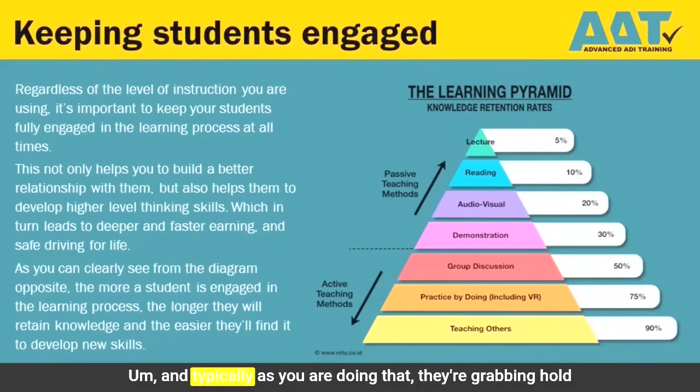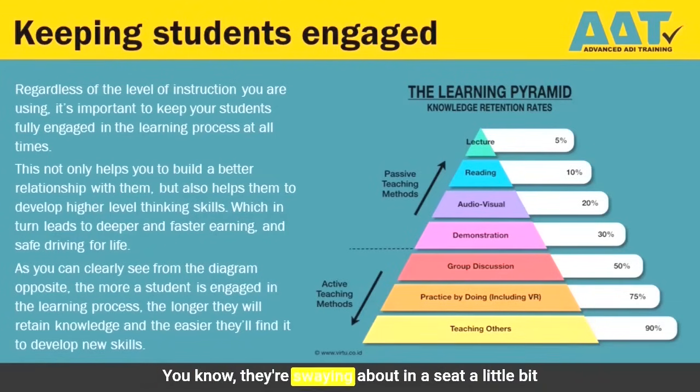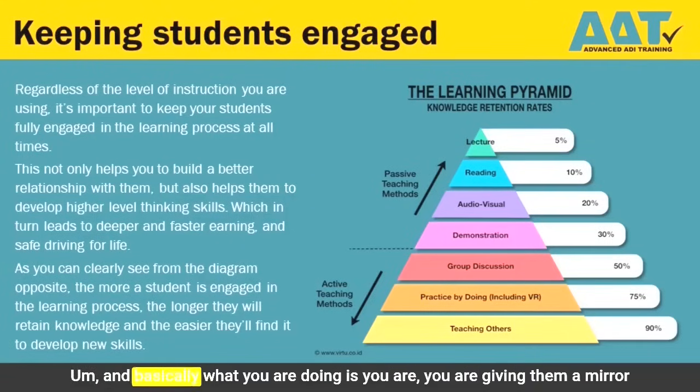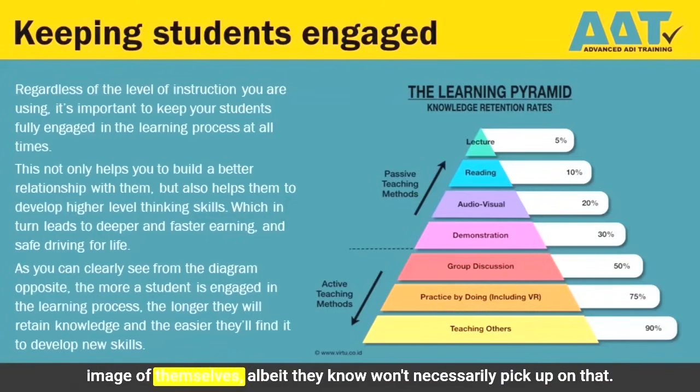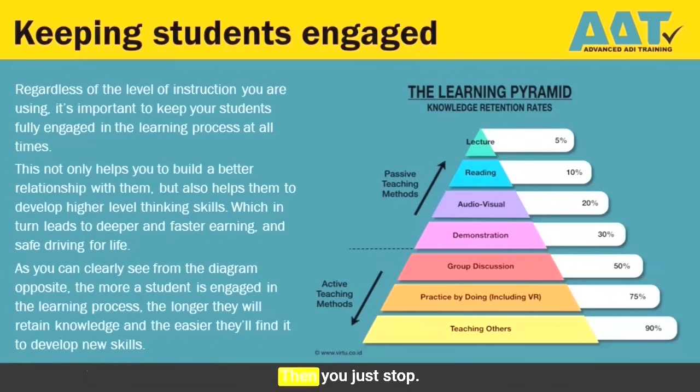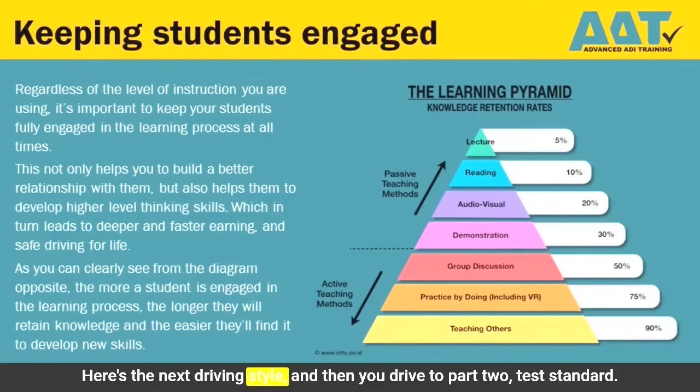And typically, as you're doing that, they're grabbing hold of the door handle or onto the rest above the window. They're swaying about in the seat a little bit and being thrown about as they've been doing to you. And basically what you're doing is you're giving them a mirror image of themselves, albeit they won't necessarily pick up on that. Then you just stop and go, right, okay, so don't say anything just yet. Here's the next driving style. And then you drive to Part 2 test standard.